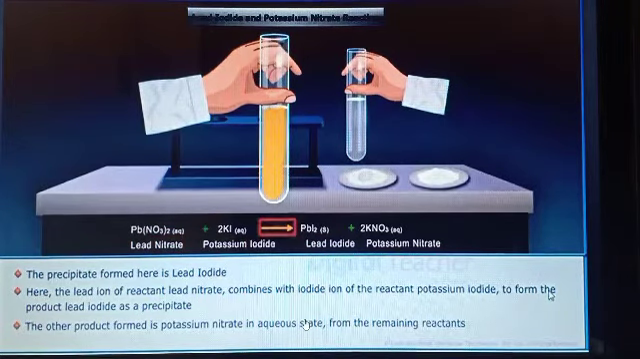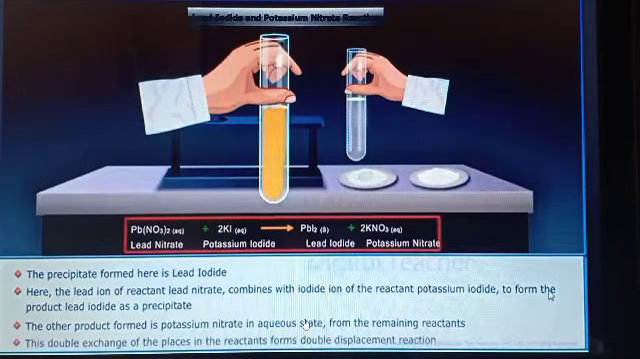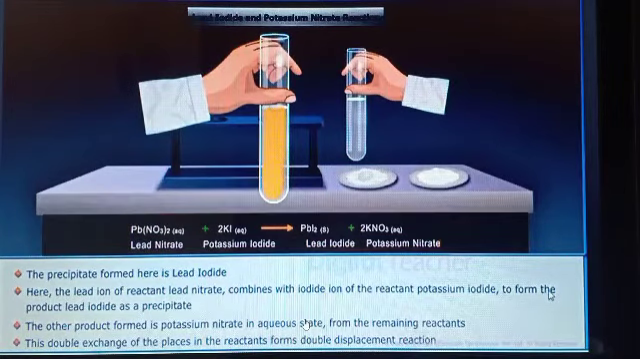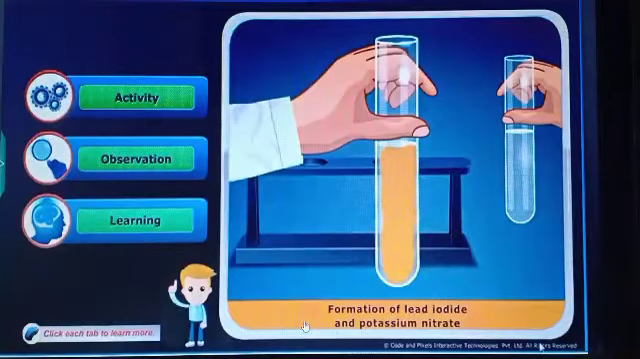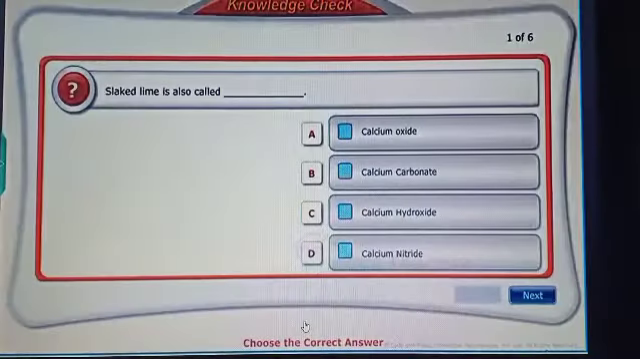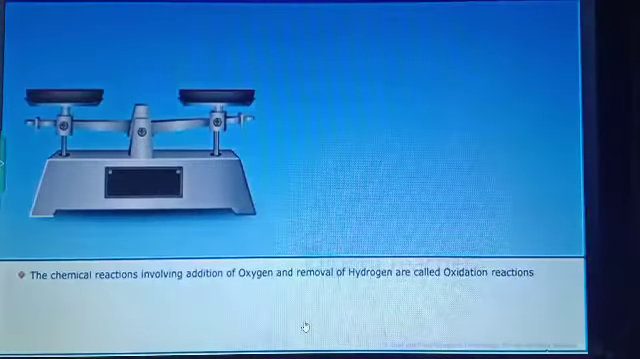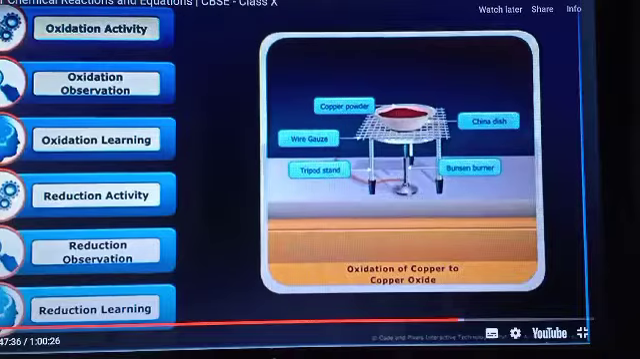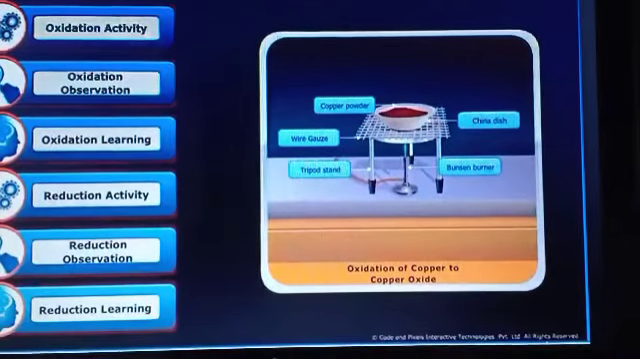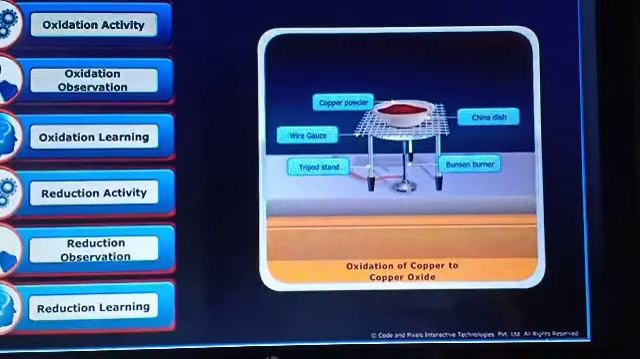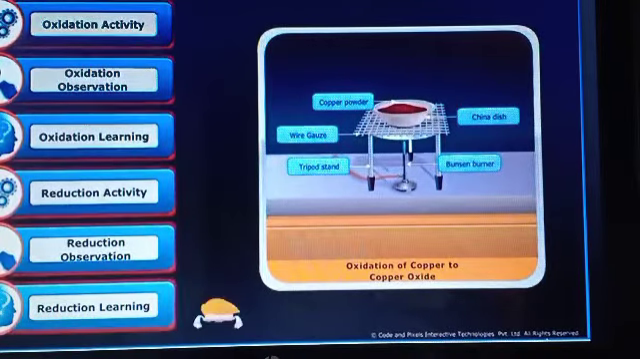Now the lead ion of the reactant lead nitrate combines with the iodide ion of potassium iodide to form the product lead iodide as a precipitate. The other product formed is potassium nitrate, which is in aqueous state and remains in solution. And this is also an example of a precipitation reaction. Now let's see another activity, that of an oxidation activity. In this activity we see the oxidation of copper to copper oxide.